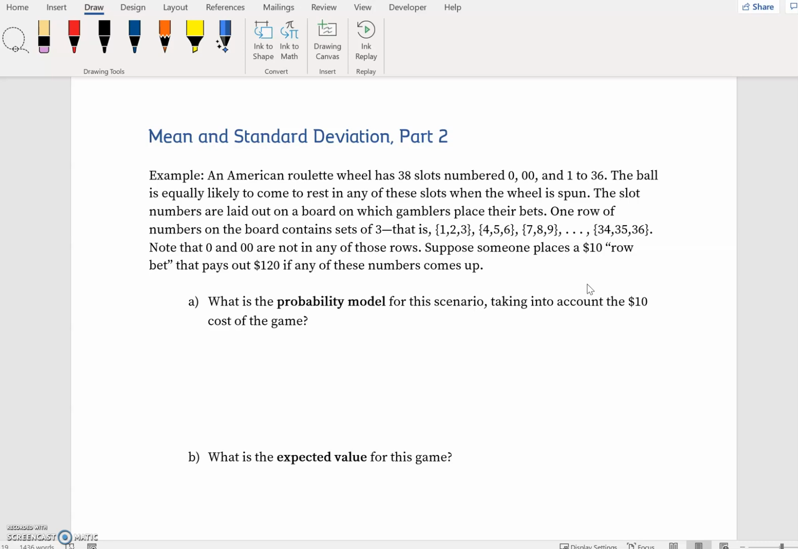So suppose someone places a $10 row bet on one of those rows, like 1, 2, 3, which means that if any of those numbers comes up, they win. So if you place your bet on the 1, 2, 3 row and 2 comes up, great, you win. Or 3 comes up, great, you win. Or 1 comes up, great, you win. And you're going to win $120. So pretty good payoff on your bet from the looks of it.